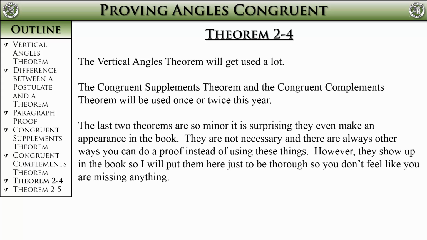But these last two theorems are so minor, it is surprising they even make an appearance in the book. They are not necessary, and there are always other ways you can do a proof instead of using these things. However, they show up in the book, so I'll put them here just to be thorough so you don't feel like you are missing anything. You know theorems aren't very major when they don't even have a proper name.